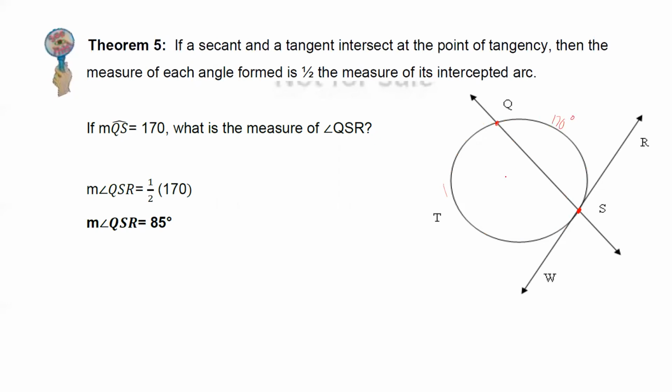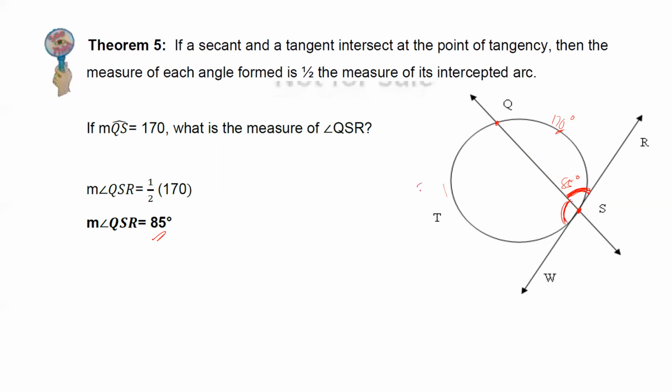What is the measure of angle QSR? What is the measure of this? Simple. You will get 1/2 the measure of the intercepted arc. This is QS. 1/2 of 170 is 85. So this is 85 degrees.